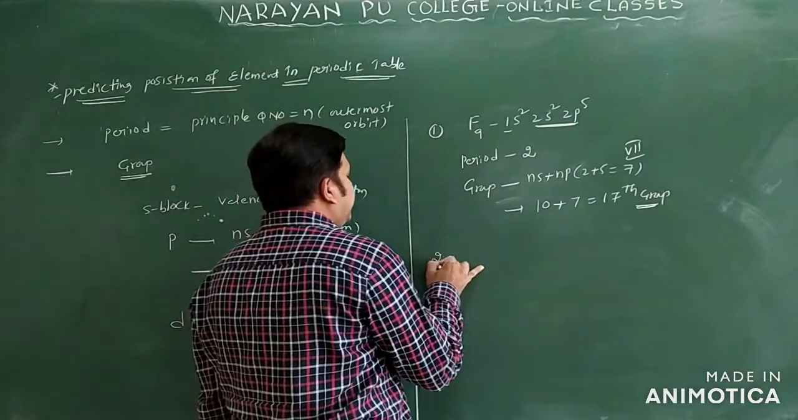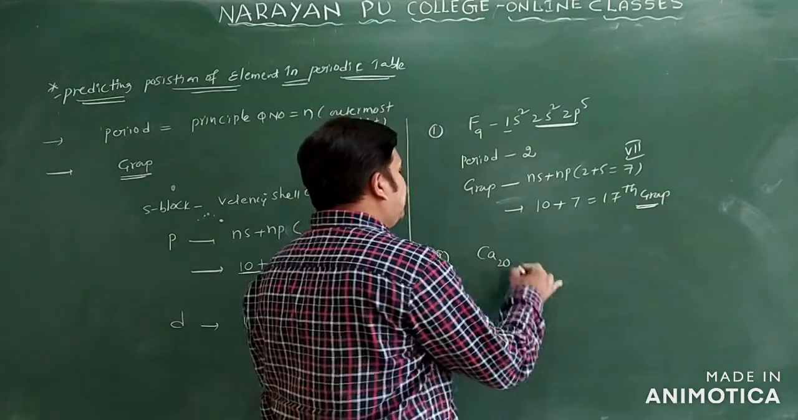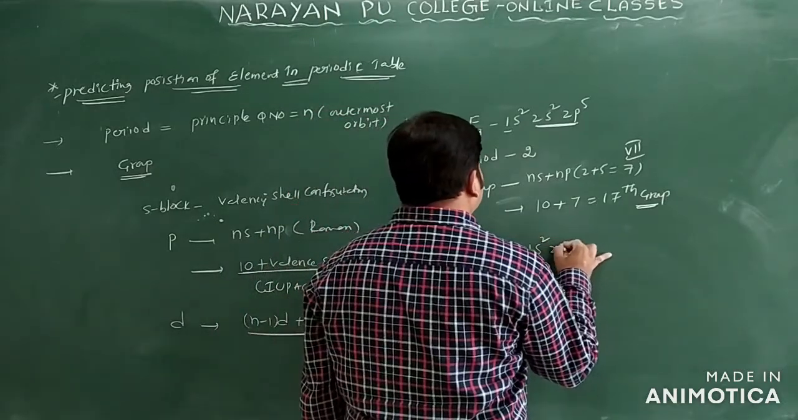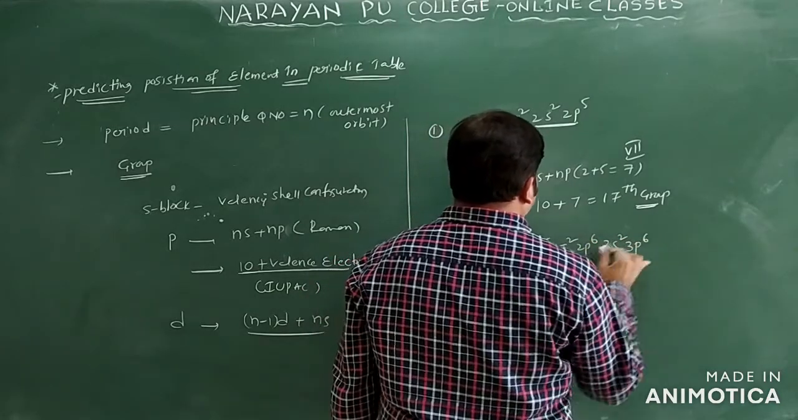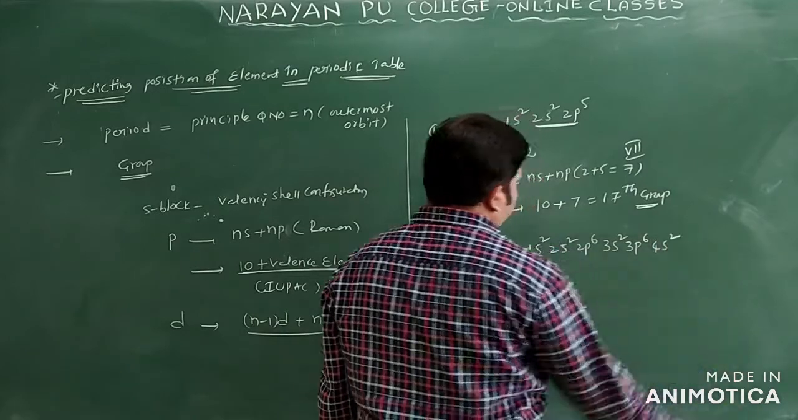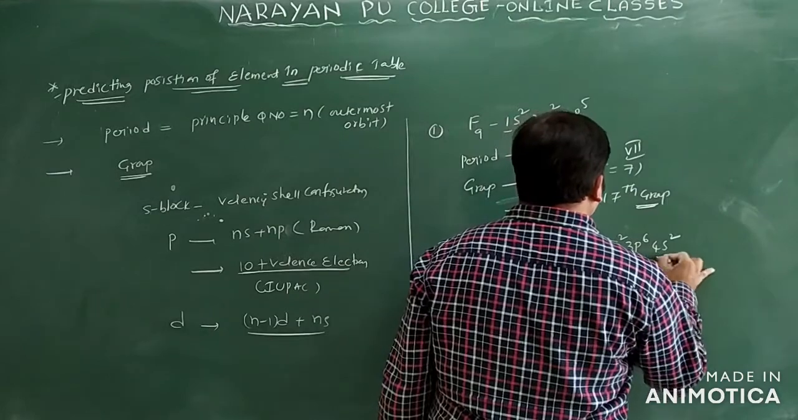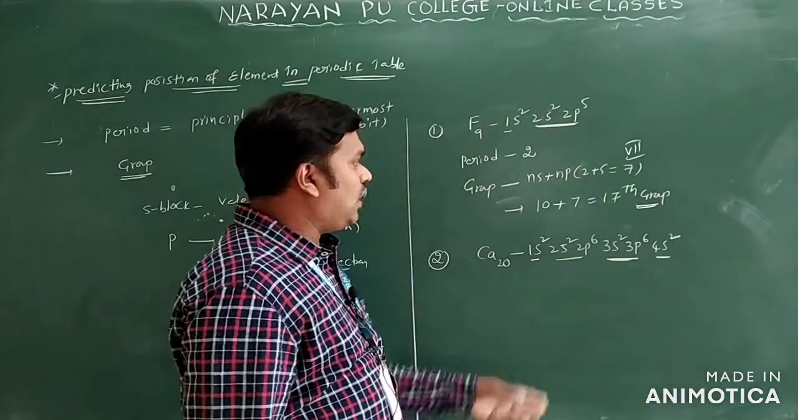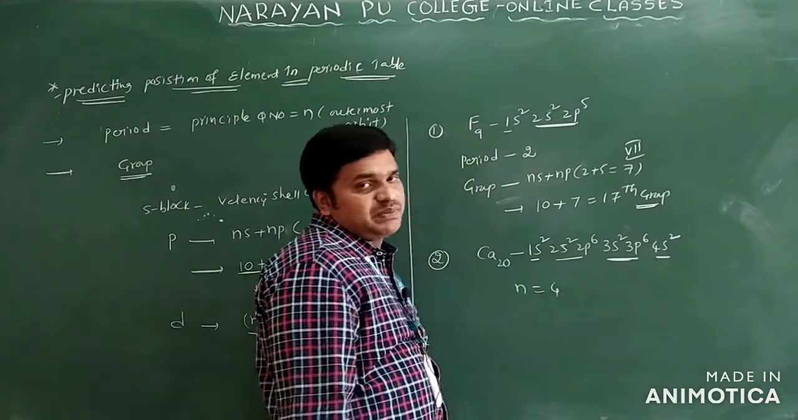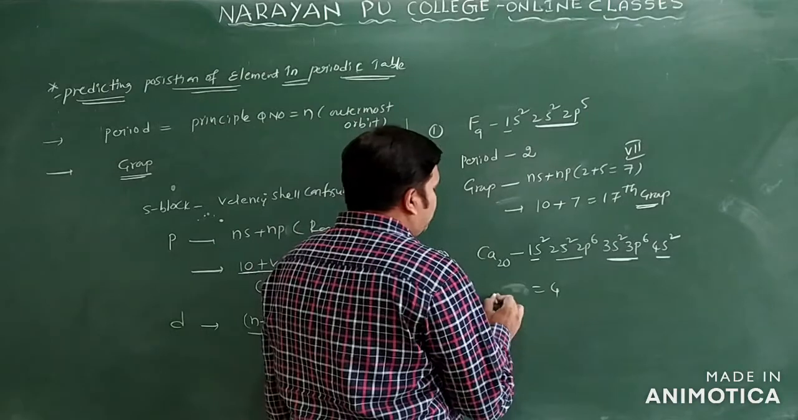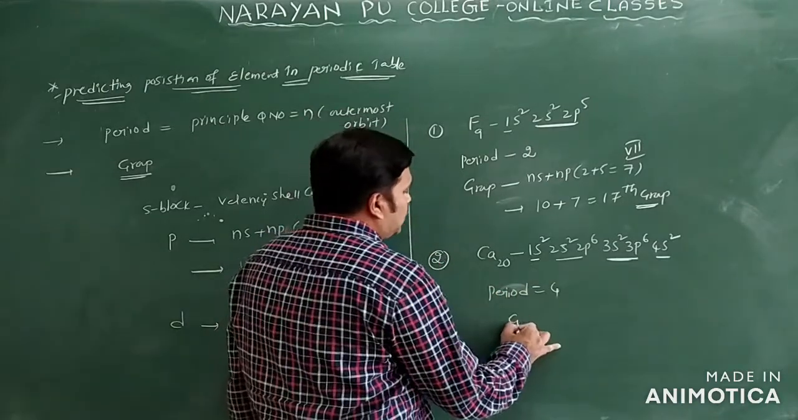Now suppose we take an example, calcium. Calcium atomic number is 20. You write the configuration 1s2, 2s2, 2p6, 3s2, 3p6. This is 18, and you will write 4s2. This is the first shell, this is the second shell, this is the third shell, and this is the fourth shell. So what is the period number? n is equal to 4. That means it belongs to the fourth period.